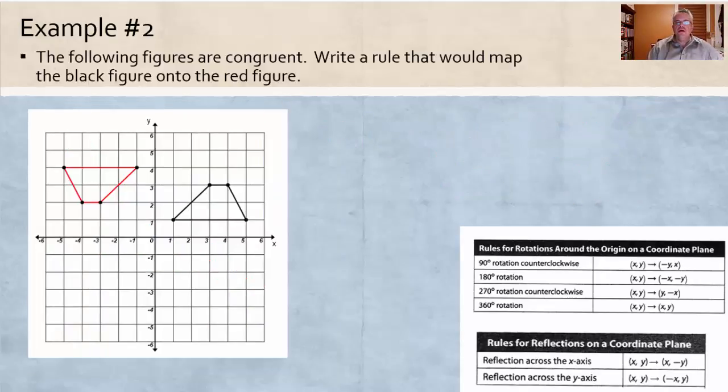All right, let's take a look at this one. So again, we're going from the black figure to the red one. And I see that somehow I need to flip this over. If I just reflect it over the x-axis, that would flip it over, but this long side would be on the left. And I really want it to be on the right. So this time I need to rotate, and we need to rotate it by 180 degrees.